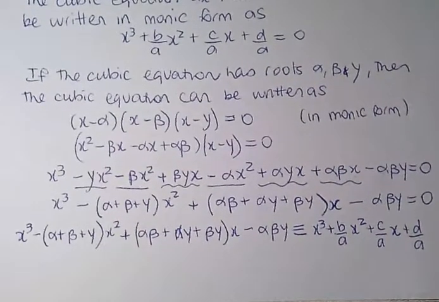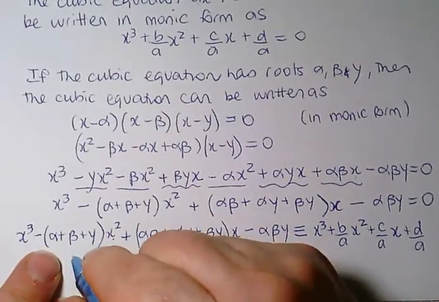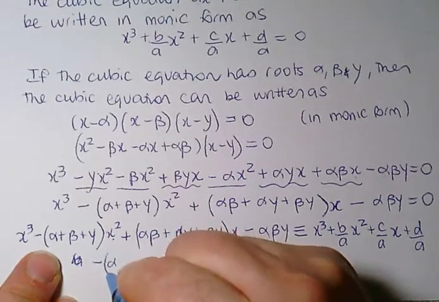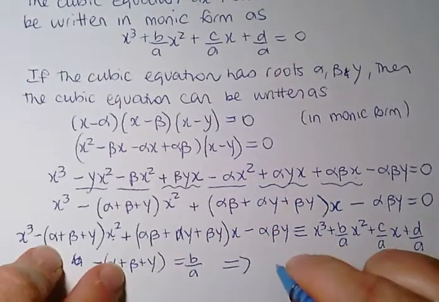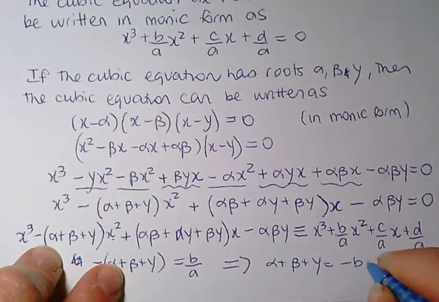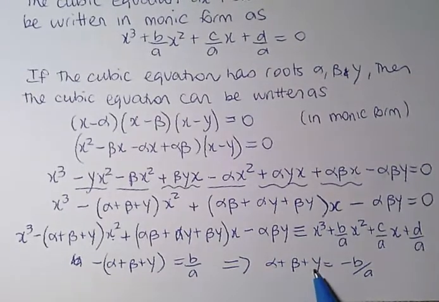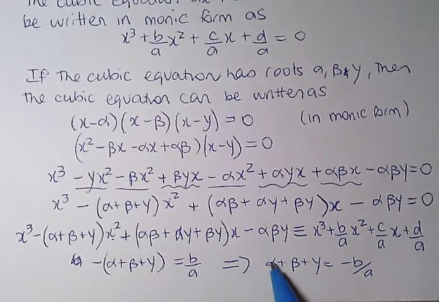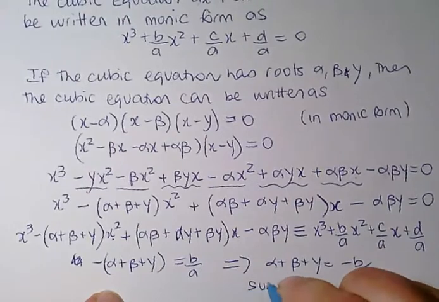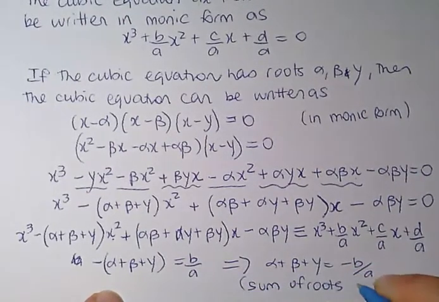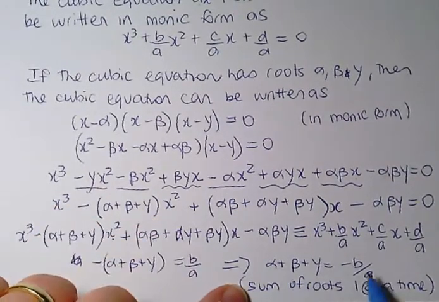Now, you can see in front of the x squared I have, so what I can do is equate, and I can say negative alpha plus beta plus gamma is b on a. In other words, that means that alpha plus beta plus gamma is negative b on a. Now, alpha plus beta plus gamma is sum of roots one at a time. So we call this sum of roots one at a time because it's just the single roots added together. So sum of roots one at a time, alpha plus beta plus gamma, is minus b on a.